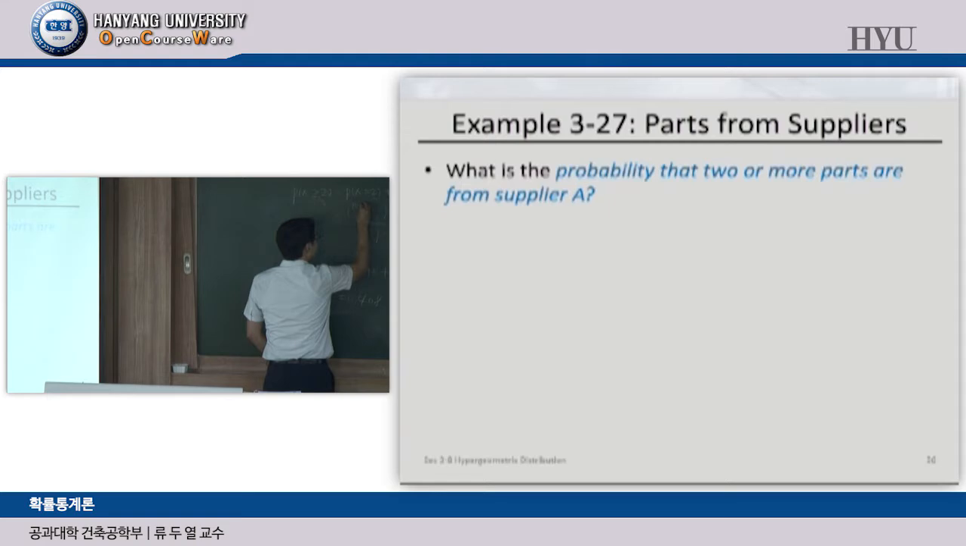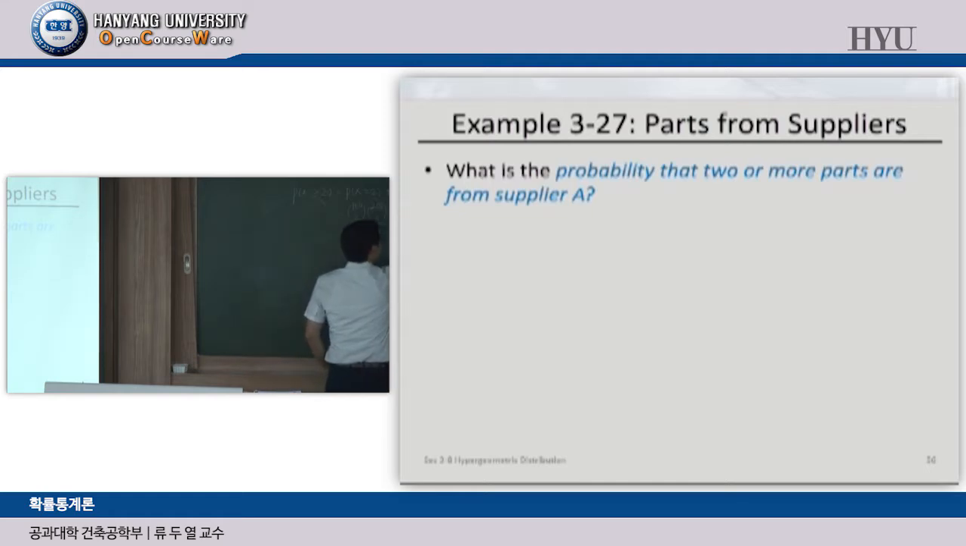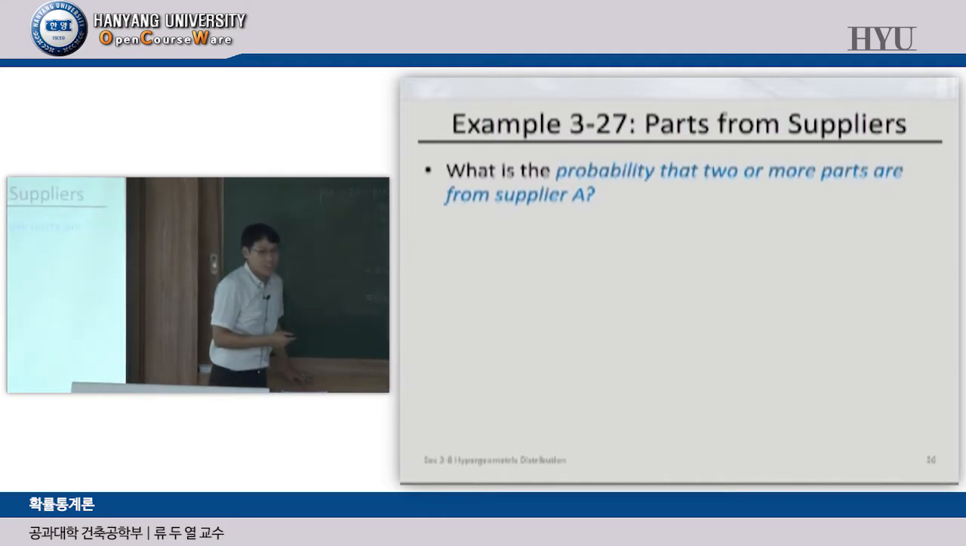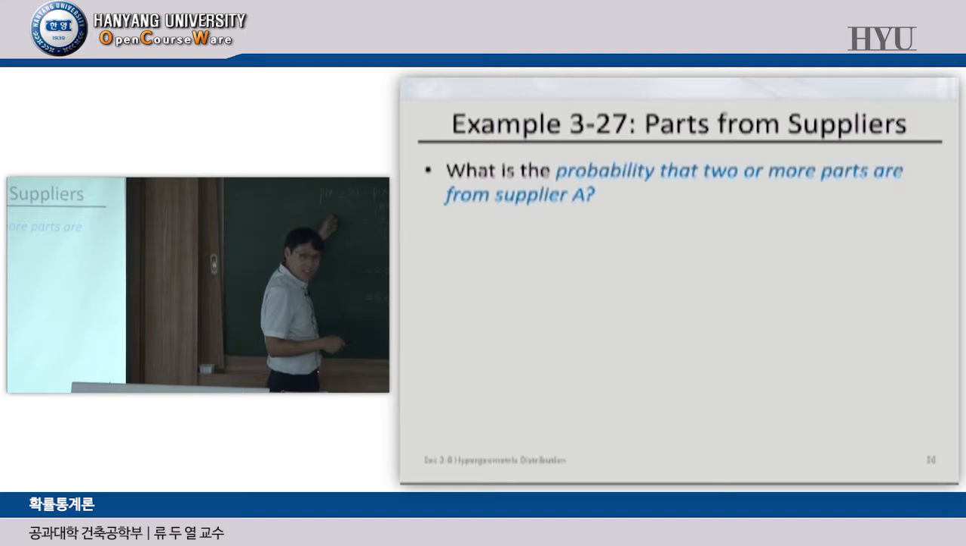Yeah, this should be 100, right? This should be 200. This should be 300, right? And this should be 100. And this should be 200. This should be 300. So this is the corrected answer for this question. So the probability of x when x is larger than or equal to 2 is 0.408.